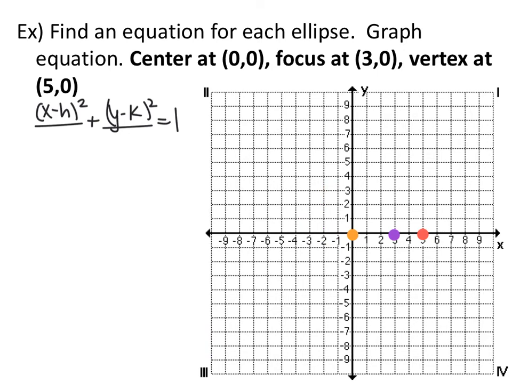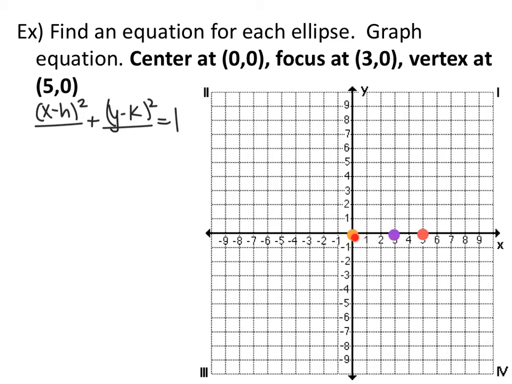Now for this one, we want to find the equation of the ellipse, given that the center is at 0, 0, one of the foci is at 3, 0, and one of the vertices is at 5, 0. So I've plotted that. I have my center, my focus, and my vertex. I've also started an equation, x minus h quantity squared over something plus y minus k quantity squared over something is equal to 1. Now I just want to decide, okay, is a going to be under x or is a going to be under y?